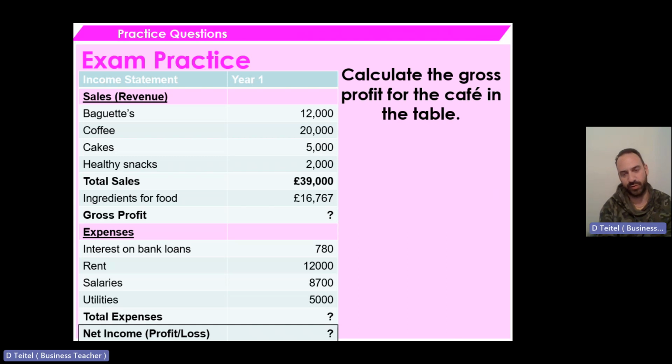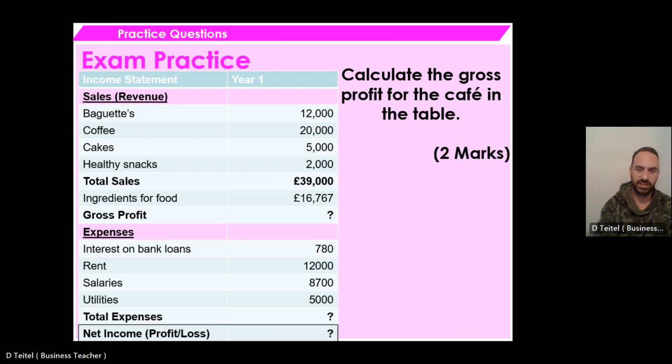All right, so here's a practice question for you. You might want to pause the video just to work this out. Calculate the gross profit for the cafe in the table, the 2 mark.